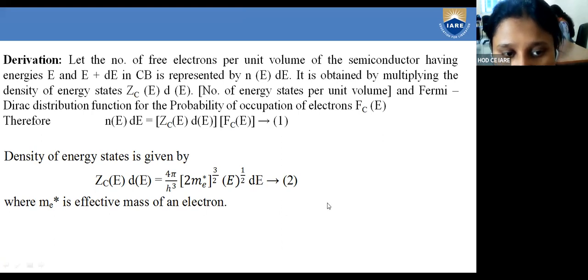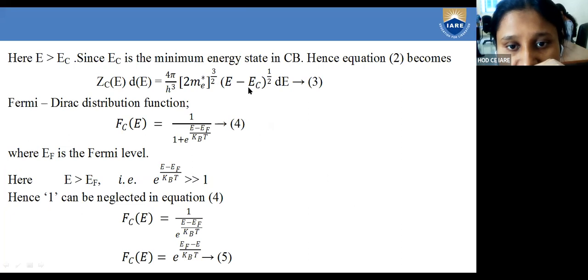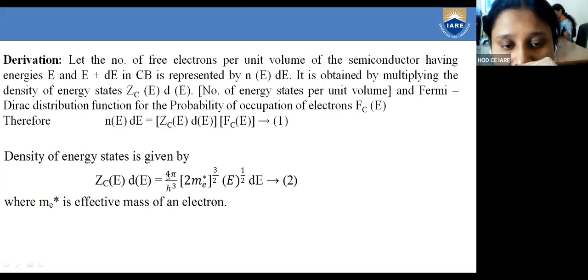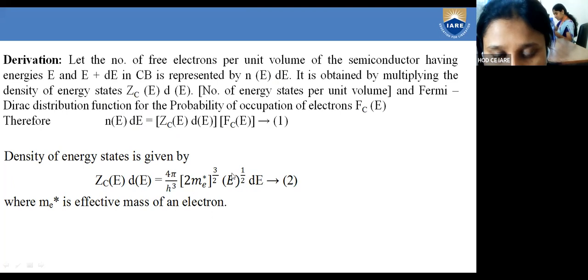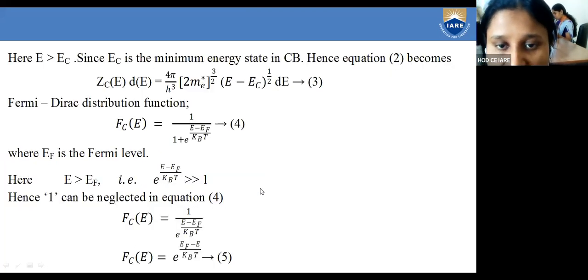Okay. So this is the expression for density of energy states, and I have told you that we have to take this equation as it is. Actually, we have to remember this equation. Then after that, we try to simplify this equation in this way. In place of E, we have replaced it by E minus E_C. Why have we done this? See, the previous expression for density of energy states was 4 pi by h cube (2 m_e star) whole to the power of 3 by 2, E to the power of half dE. Then next, in place of E, we have taken E minus E_C. What is E_C?